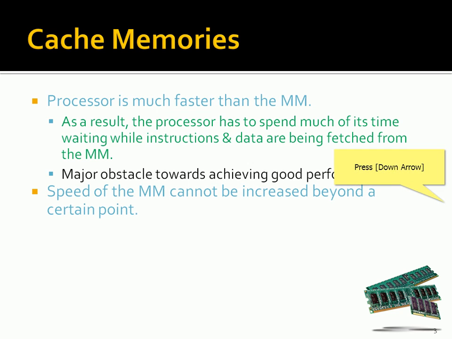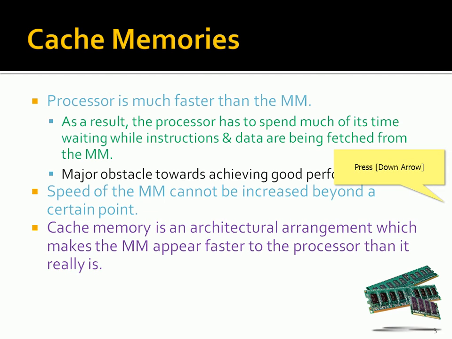The speed of main memory cannot be increased beyond a certain point. It is again an inherent characteristic of the main memory. To a certain extent we can enhance it by some software mechanism. Cache memory is an architectural arrangement which makes the main memory appear faster to the processor than it really is. So through the cache memory it is possible to boost the speed of the main memory.